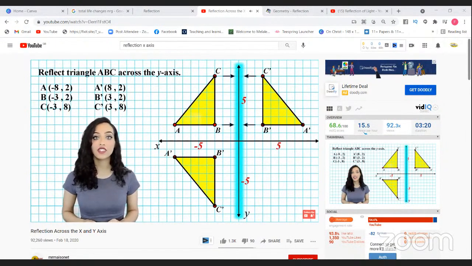We can see that the y values of the reflected objects are exactly the same, but the x values are opposite.